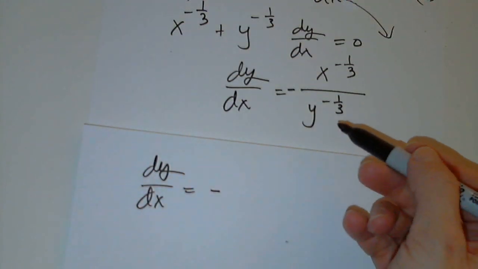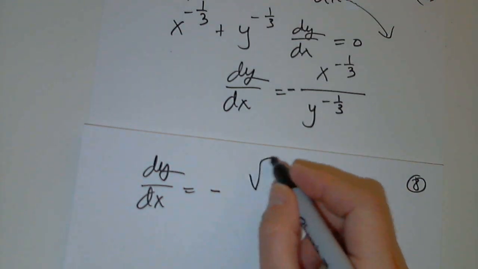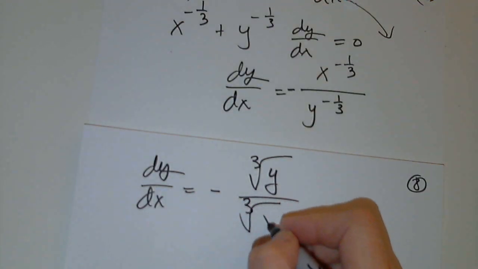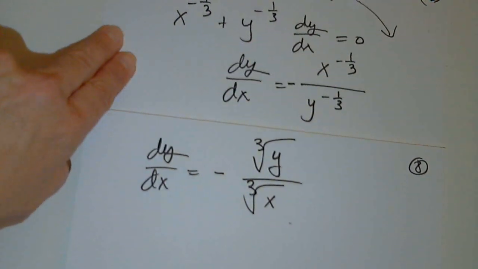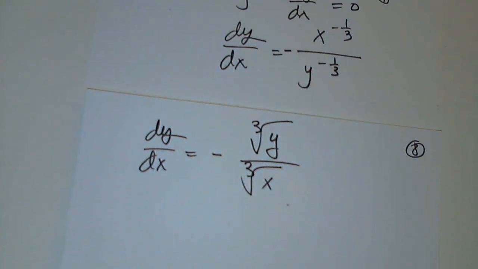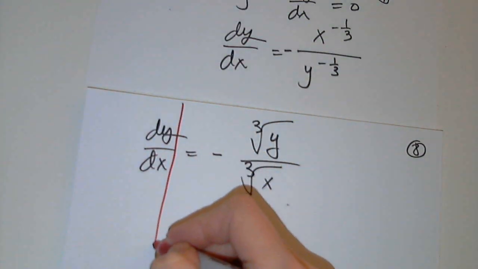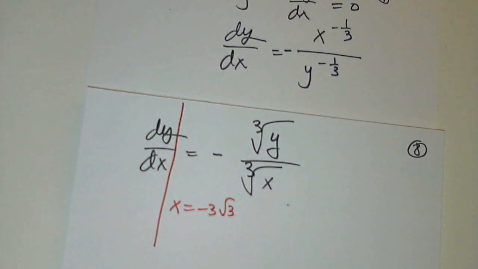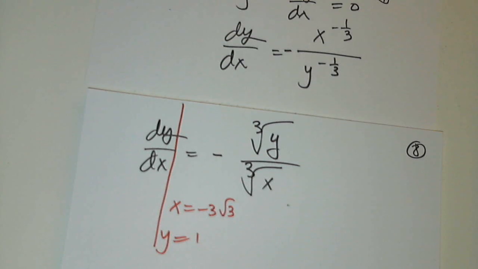So x to the negative 1/3 goes to the denominator, which is the cube root of x, and y to the negative 1/3 goes to the numerator, which is the cube root of y. I don't like negative exponents. I want them gone. And now I evaluate this derivative for x equals negative 3 square root of 3, and for y equals 1, because that is the point that was given to us.